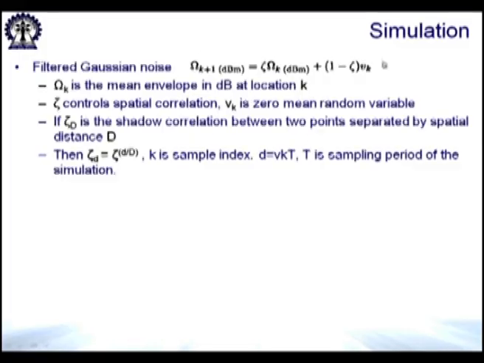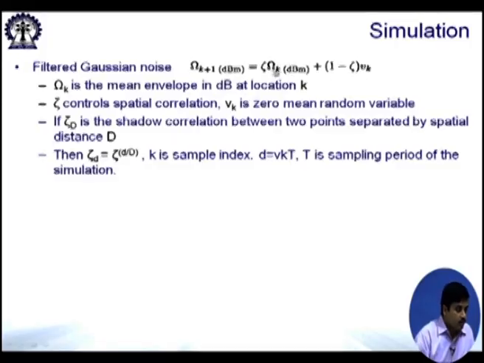be following this particular model, which is filtered Gaussian noise, where Vk is the Gaussian random variable, and omega k is the value obtained at a particular location or at a particular iteration. There is a certain amount of memory involved, which is basically the correlation parameter, and a certain amount of randomness brought in by Vk, which introduces the Gaussian distribution. This kind of filtered Gaussian noise model is followed in order to include correlated shadowing.